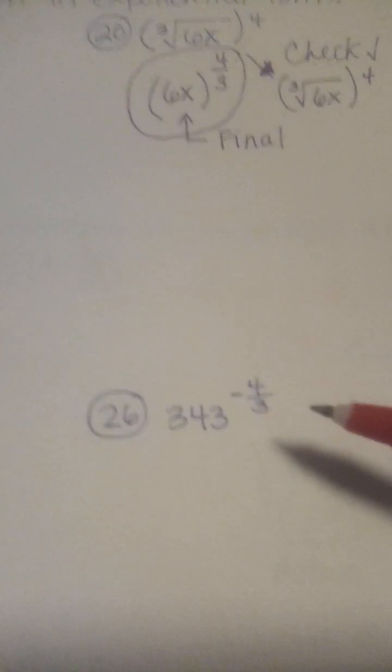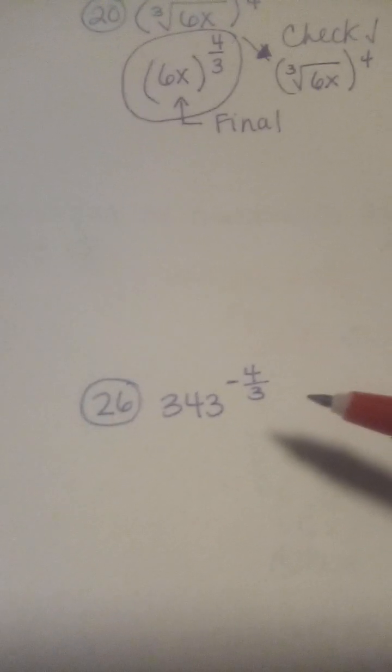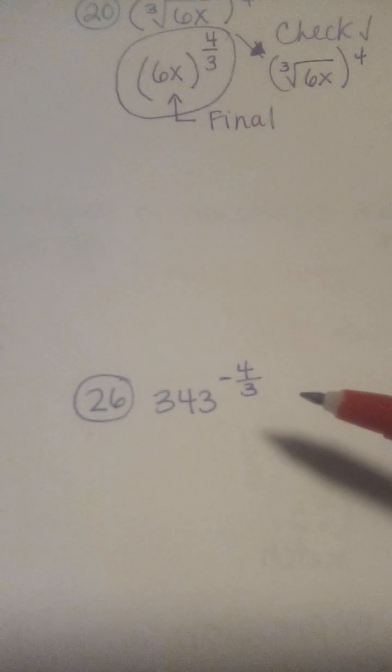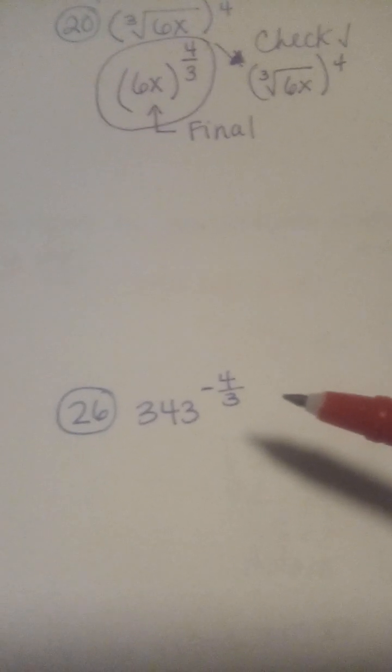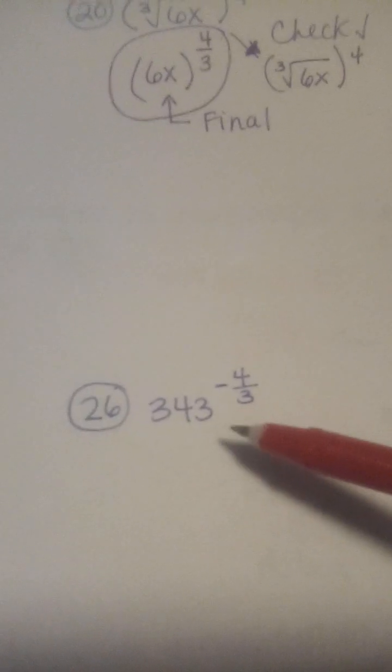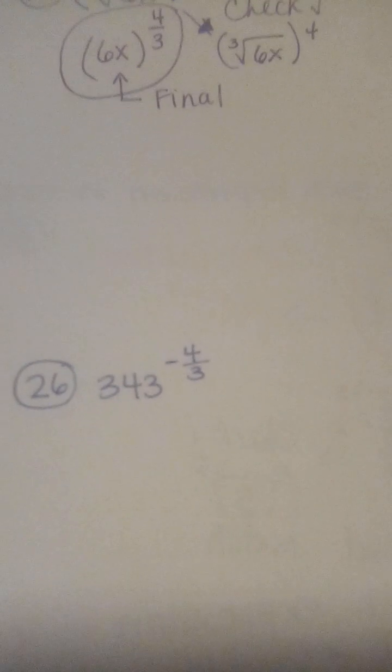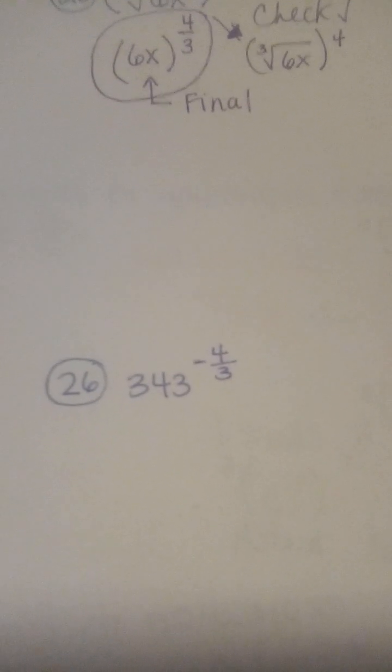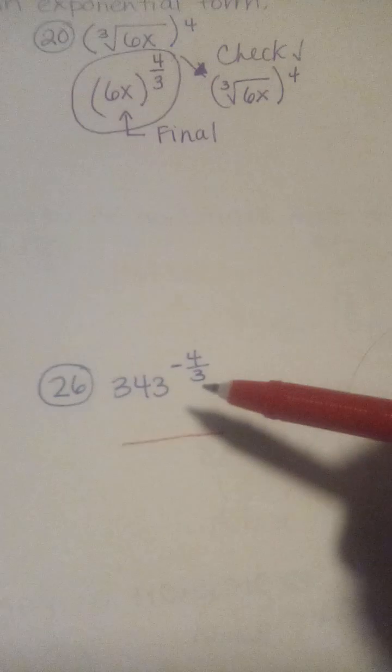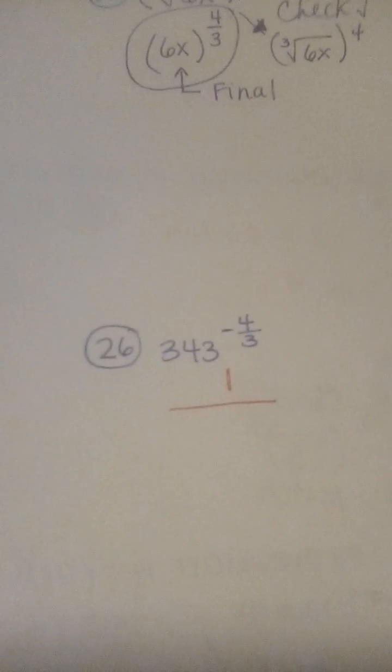When you see this, we have to figure out this. Number 26, the 343 exponent of negative 4/3. Do we put this in a fraction? Yes, right? What number is on top? The 1, right? What number do we get the exponent, the final answer? What numbers do we multiply?